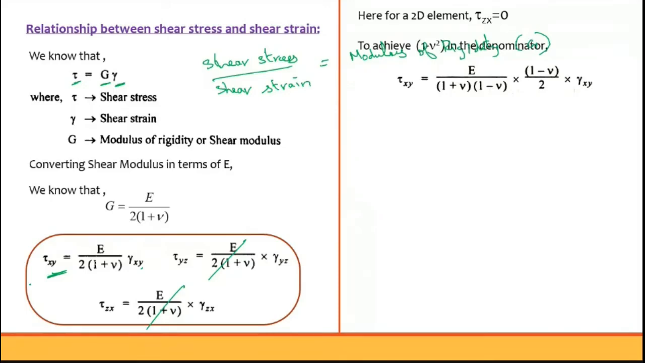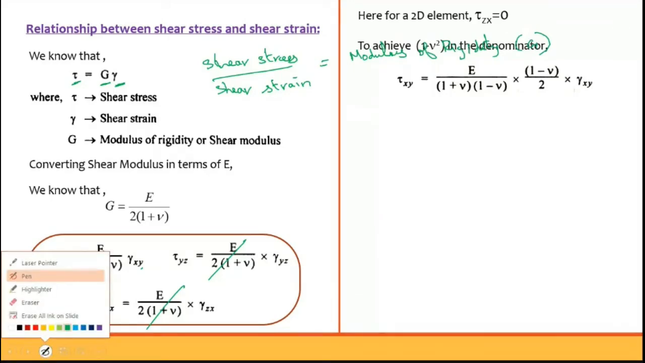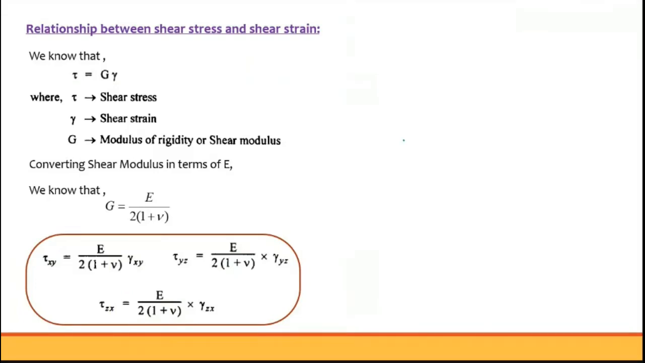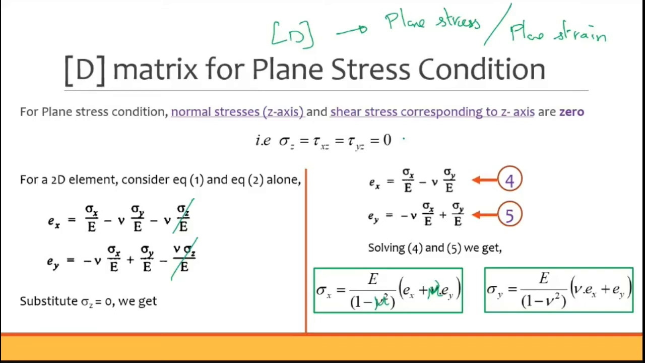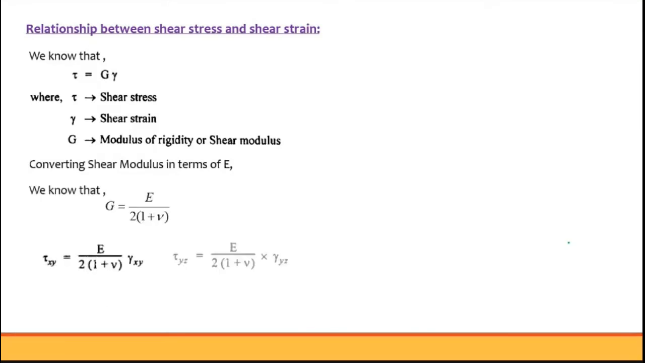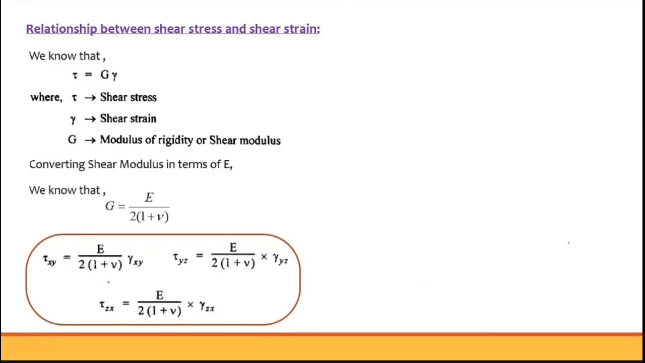Just think about it here. In the previous step, the common term we have is E into 1 minus mu square. This is my common term. You can see here, for sigma x and sigma y, in both cases, my common term is E into 1 minus mu square. But when you go here, it is 1 plus mu. You can't merge this matrix, because it does not have any common term here.